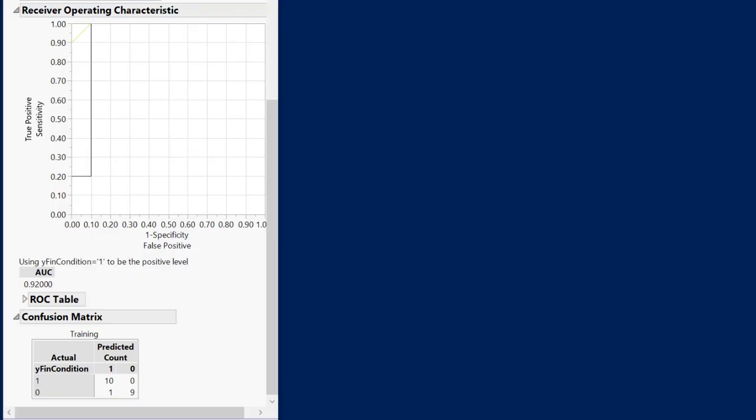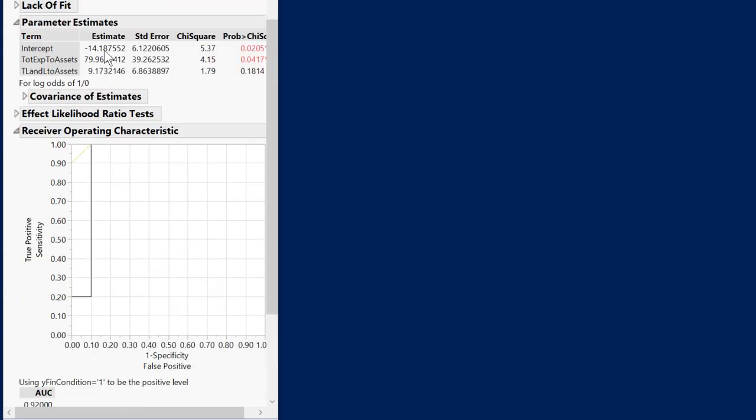Here's the resulting ROC curve, and you can see that our area under the curve is 0.92. You can also see the resulting confusion matrix, and you can see that we have 11 that were predicted positive, and we have 9 that were predicted as negatives. In other words, we have 11 that were predicted as weak banks and 9 that were predicted as strong banks. How did this ROC curve get built?